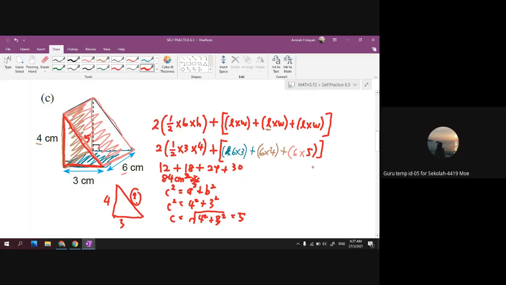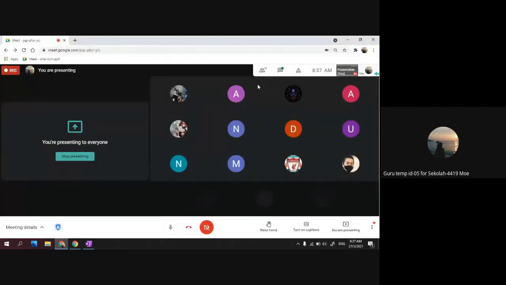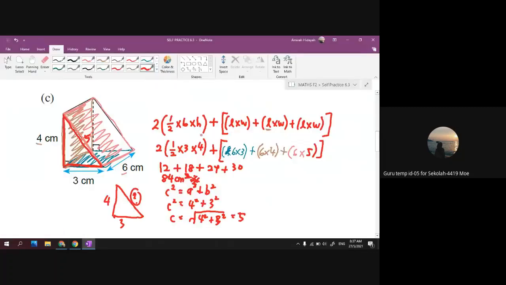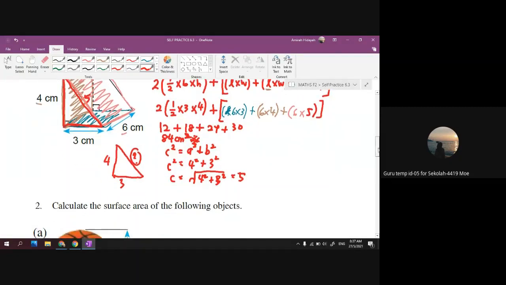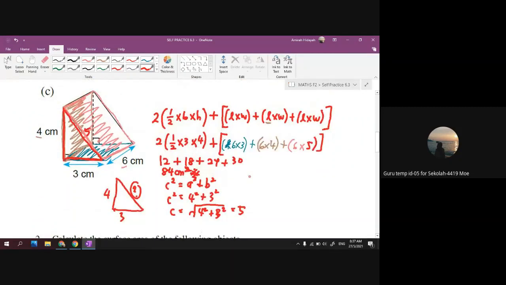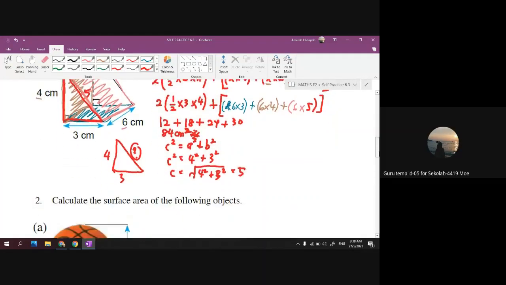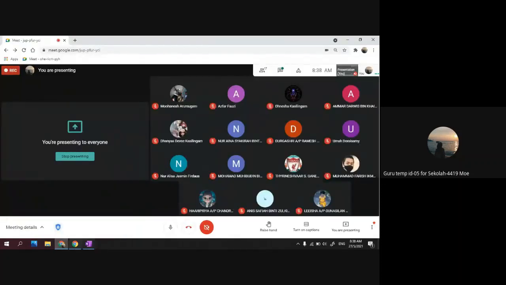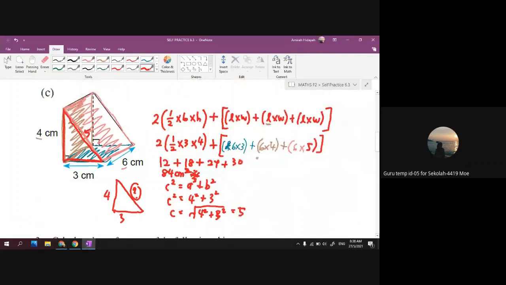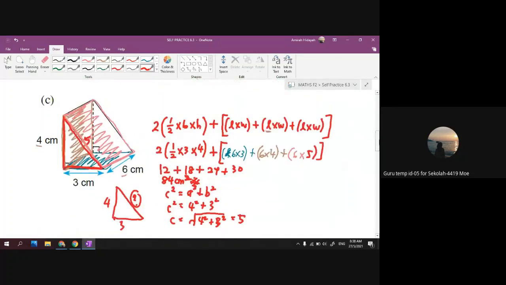Okay, so far so good. Boleh ke tidak? Berapa ramai join? 17. Boleh semua? Can you listen to me? Yes, teacher. Okay. Asyik Trina je yang jawab. Yang lain mana? Okay, tak apalah. Kalau kamu senyap tu maksudnya saya anggap kamu faham. Kalau tak faham boleh terus unmute mic and ask me question.